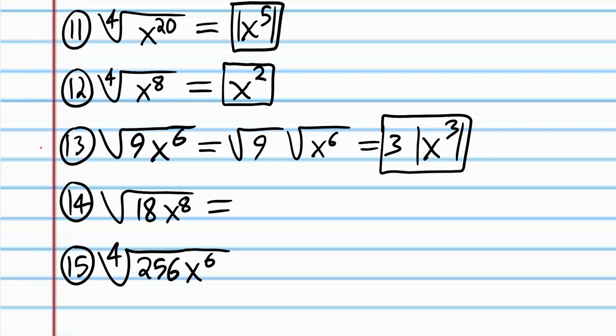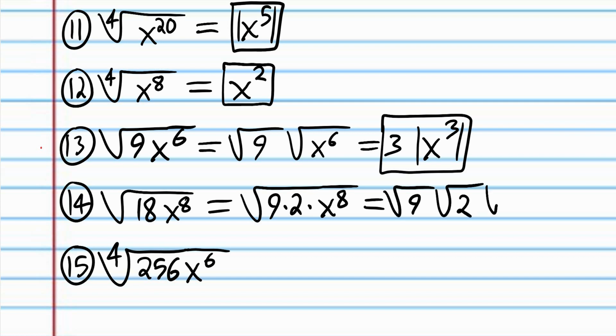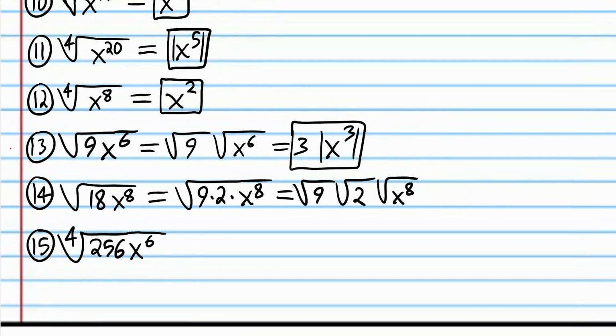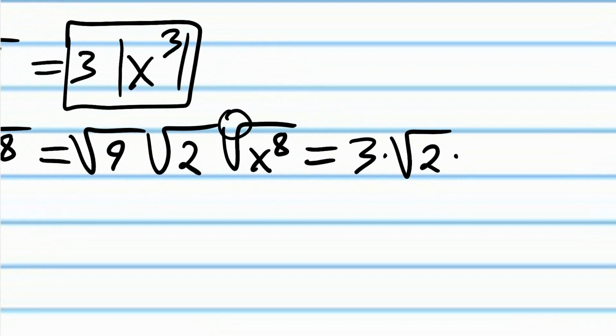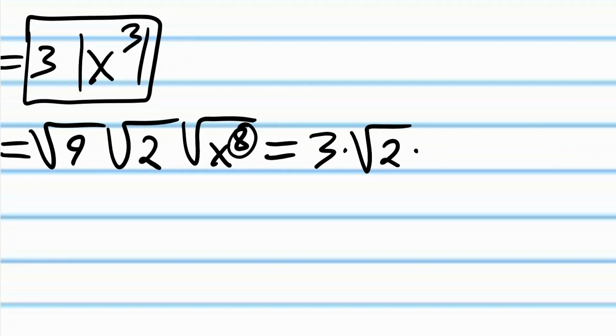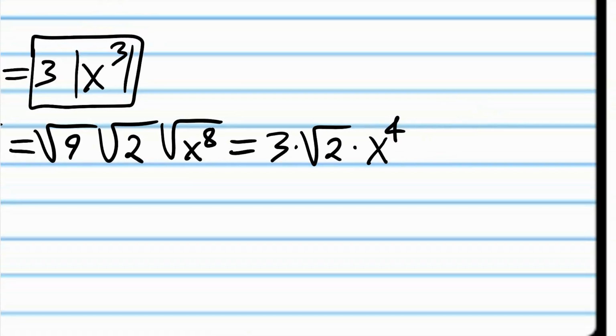Okay, let's try another one of these. So let's see, we're going to have to factor first. So that becomes 9 times 2 times x to the 8, which equals square root of 9 times square root of 2 times square root of x to the 8. And then square root of 9 equals 3. And we can't do anything with that. And then we have an even index here, you see, so we're going to have to worry about absolute value symbols. But you take the power of the radicand divided by the index. 8 divided by 2 is 4, so we have x to the fourth power. But this is an even power, so we don't have to worry about absolute value symbols.